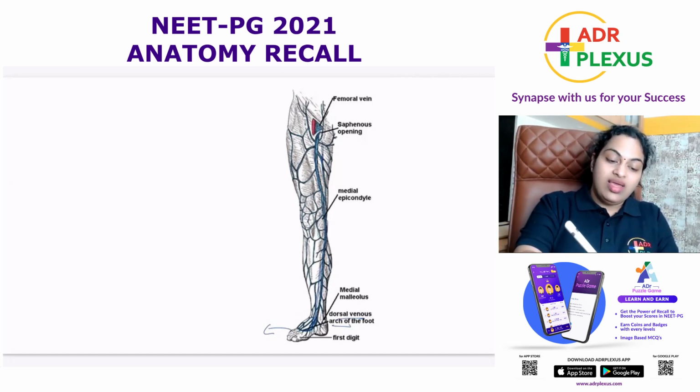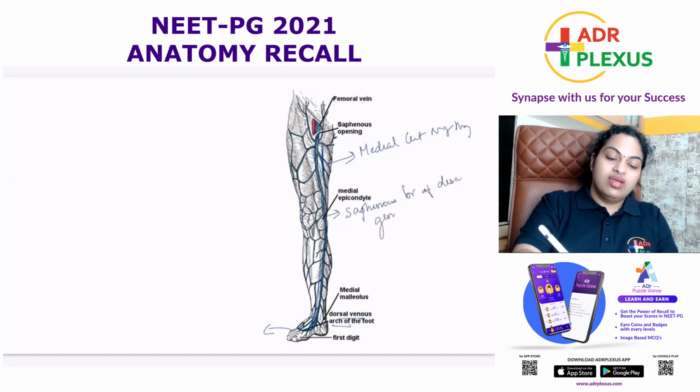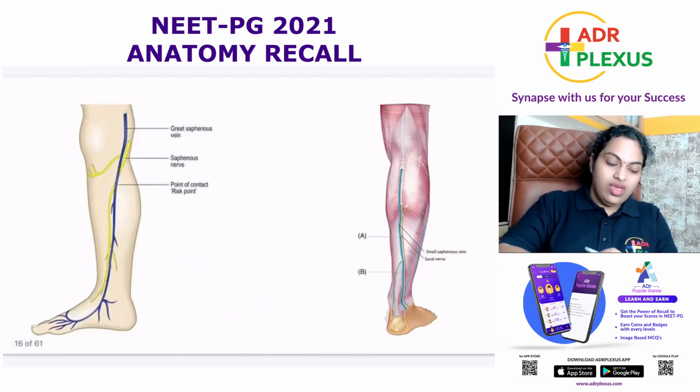In the thigh, it can be accompanied by medial cutaneous nerve of thigh. Okay. In the knee, it will be accompanied by saphenous branch of descending genicular artery. That's the last branch of femoral artery. After that, it will be related to the saphenous nerve. Okay, you can see the saphenous nerve here. And in the region of the ankle, I told you the great saphenous vein lies 2.5 centimeter in front of the medial malleolus. And you can see the saphenous nerve closely related to it, right?